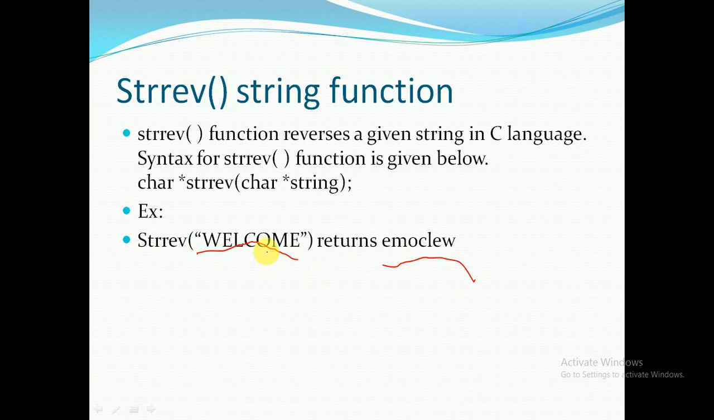EMOCLEW. If you write capital letters, here also capital letters come. If you write small letters, here also small letters come. These will be the capital letters: capital E, M, O, C, L, E, W. So all these will be in capital letters.